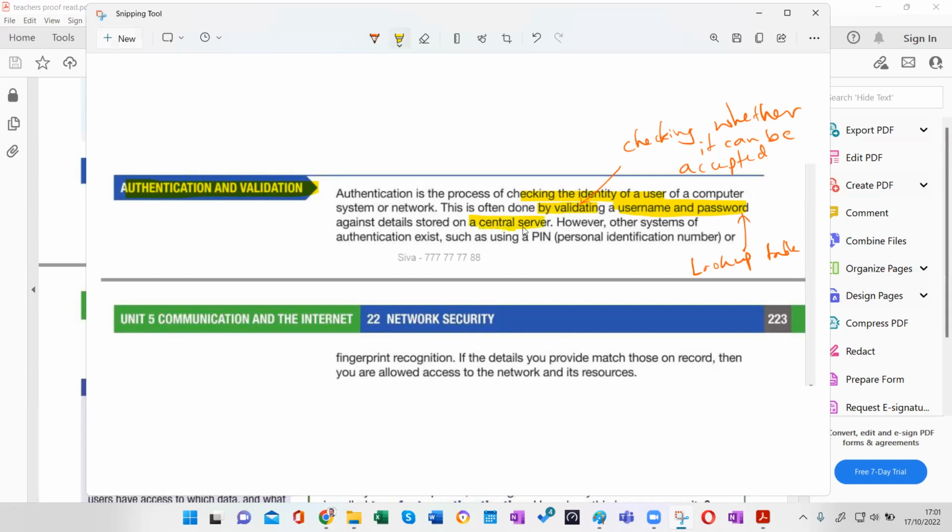What's the advantage of keeping it in a central server? Then you can try to log in from any computer in the network. You don't need to go to the same computer. And then you will be authenticated, authorized, and accepted. However, other systems of authentication exist, like a PIN, personal identification number, or fingerprint, right?